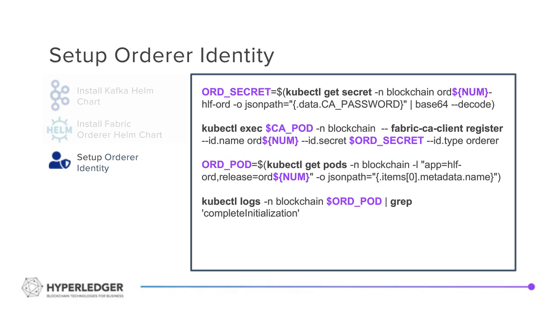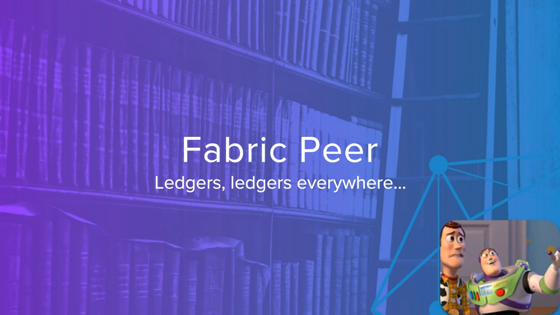The orderer chart is configured to periodically try to enroll with the Fabric CA. Once it does this successfully, the orderer will actually start. We can then get the orderer pod using kubectl get pods and check that the orderer has started by running kubectl logs and filtering for the string "complete initialization". And that's it. You have a basic ordering service using Kafka running.